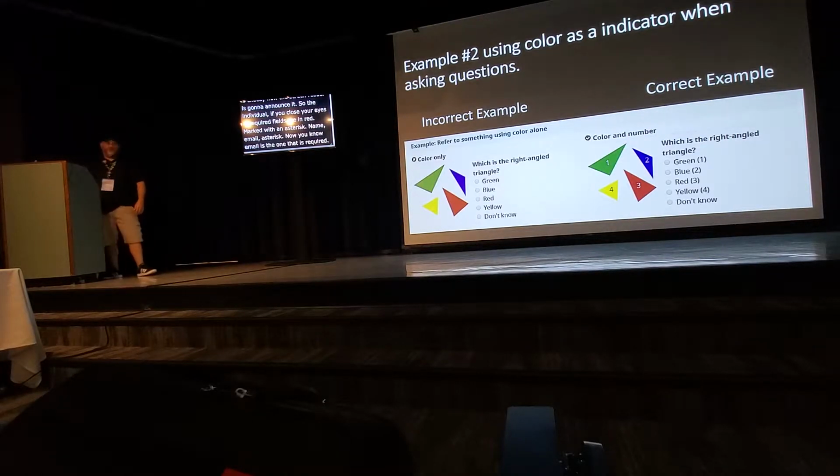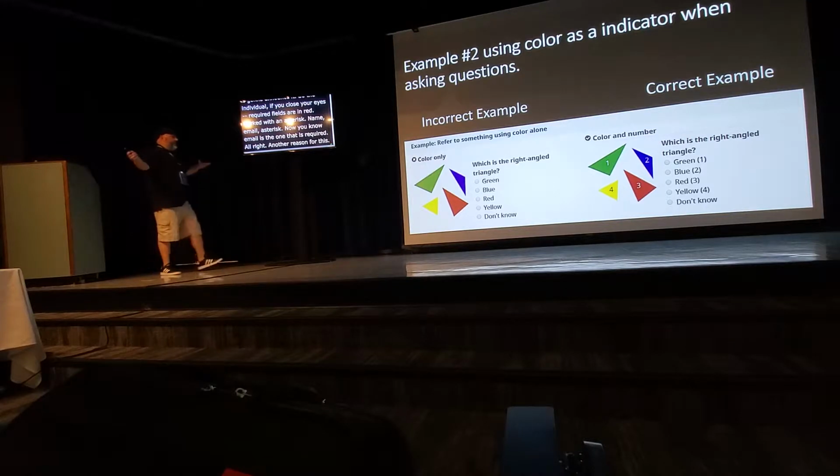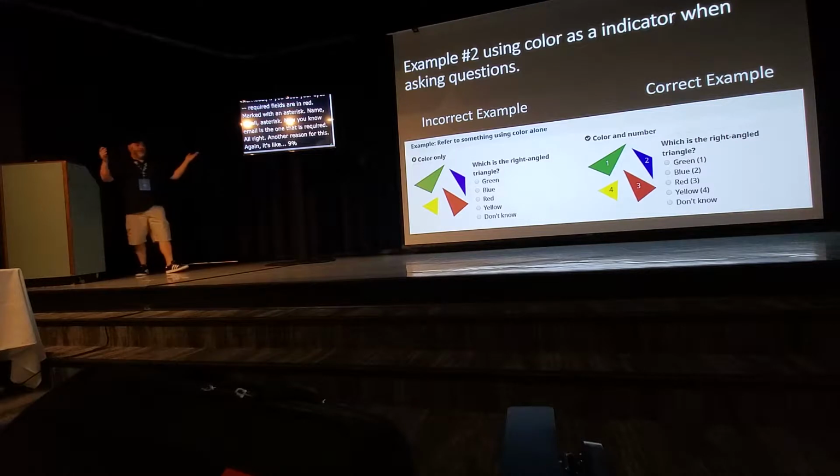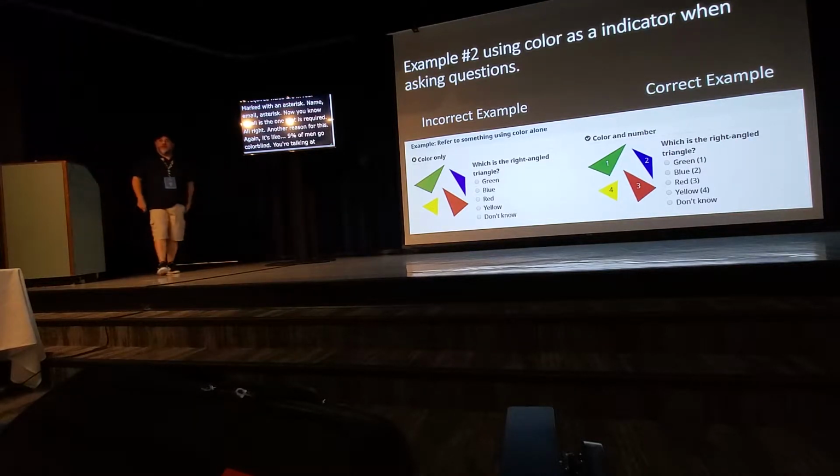All right, another reason for this. Again, it's like 9% of men go colorblind. So you're talking at least 10% of the world's population is going to be colorblind.